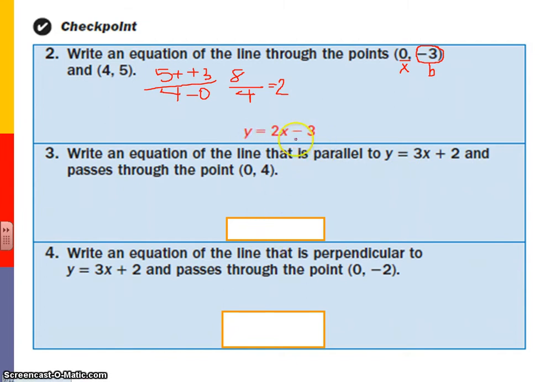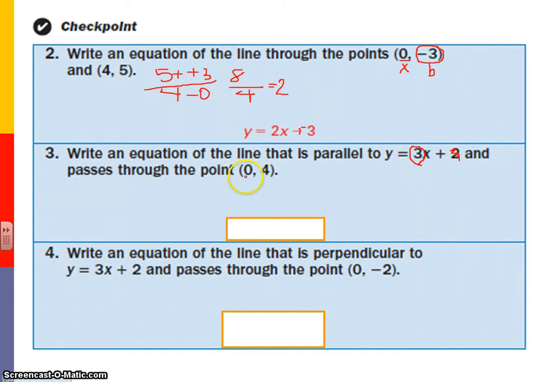Again, it does not matter if it's subtracting or adding a negative. The next one, write an equation of the line that is parallel to y equals 3x plus 2. Again, I don't need this number. This number means nothing to me. The only thing I want to know is slope.